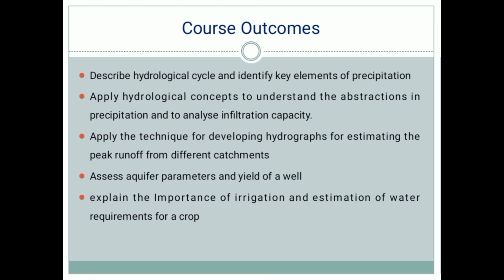Now, after getting the clear rainfall onto the earth, the students are able to measure the rainfall and plot the rainfall data in the form of hydrographs. Now, CO number 4. We have groundwater hydrology, a brief introduction, in CO number 4, and last and final, CO number 5: explain the importance of irrigation and estimation of water requirements per crop. So these are my 5 COs.